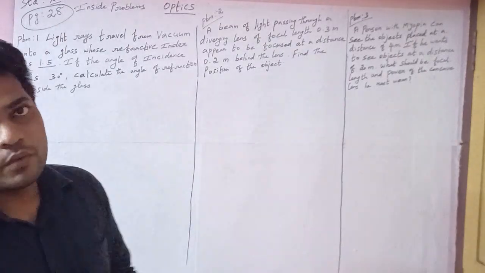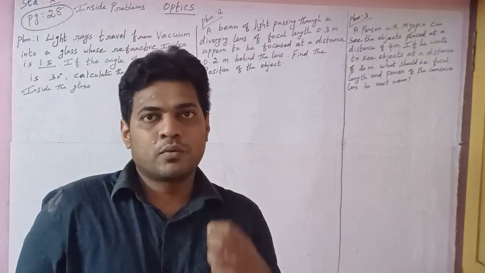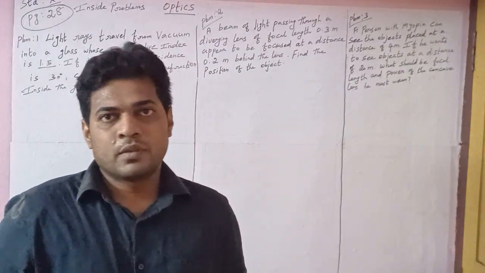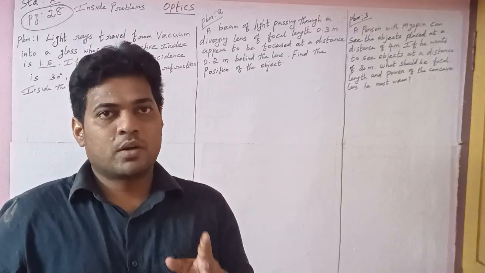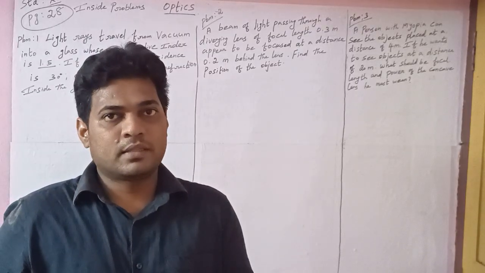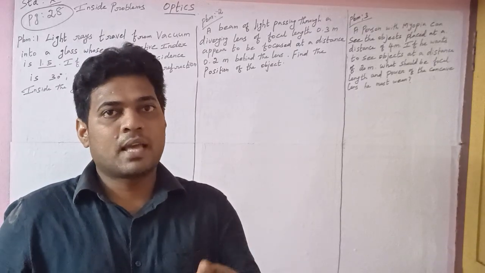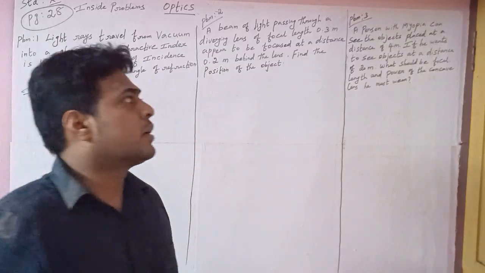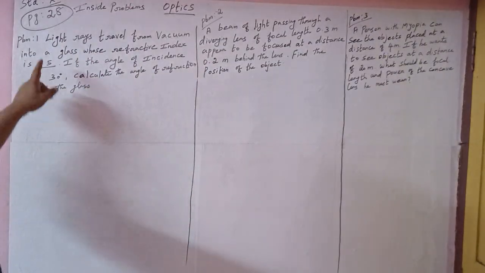Already I told you, if you work out a numerical problem, you have to follow three things. First, you have to write the formula. Second, you have to substitute the values. And third, you have to find the result as well as mention the SI unit also. Okay, so the three things are very important. Okay, first problem, listen here.